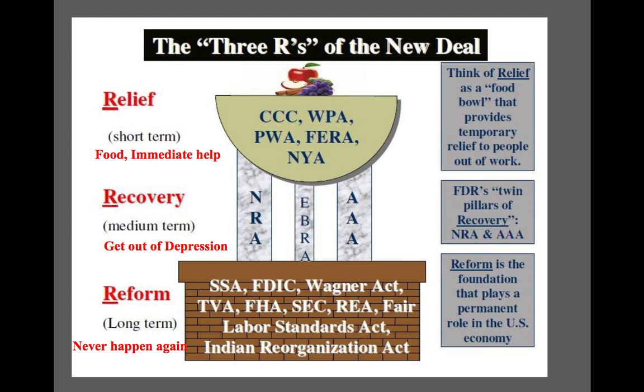All right, we ended last time looking at the three R's of FDR's plan to deal with the New Deal. So, again, just to review that real quick. Relief is providing immediate short term needs, okay? Food, money to keep your house, things like that. Recovery, how do we get the people out of the Great Depression? And then reform, how do we tackle the causes to make sure something like this never happens again?